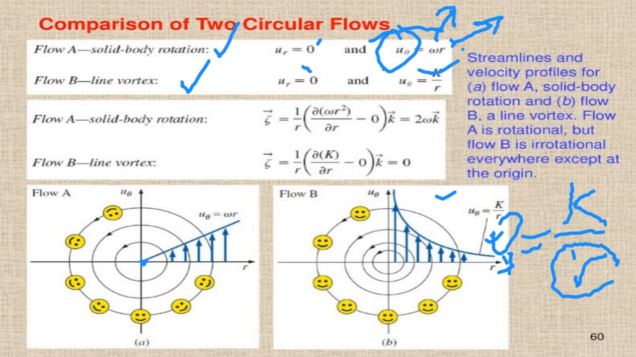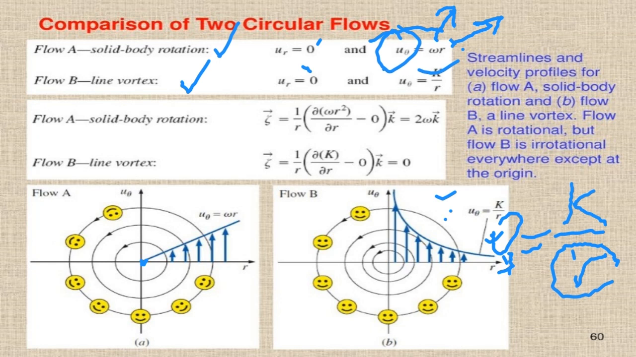So, for the solid body rotation, the tangential velocity is given as omega r, and for the line vortex, the tangential velocity is given as k over r. In the line vortex, of course, sufficiently far from the center, the tangential velocity will be 0 because it gets smaller and smaller as we move away from the center.